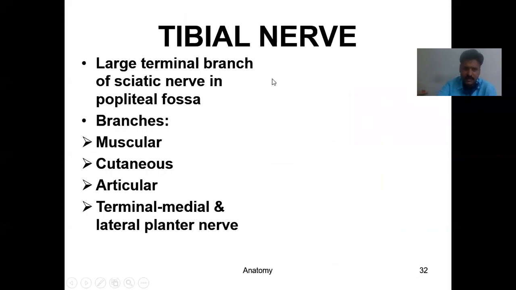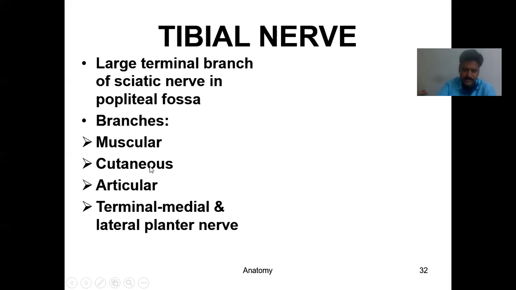So the tibial nerve, the main nerve of the posterior compartment of the leg, is in the back of the leg. It is the large terminal branch of the sciatic nerve in the popliteal fossa. The branches are the muscular branches, cutaneous branches, the sural nerve, which branches from the tibial nerve, and articular branches. The articular branches are the superomedial and inferomedial genicular and middle genicular. These are the articular twigs given by the tibial nerve.